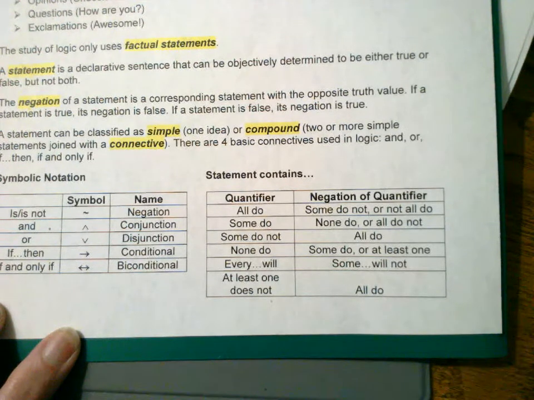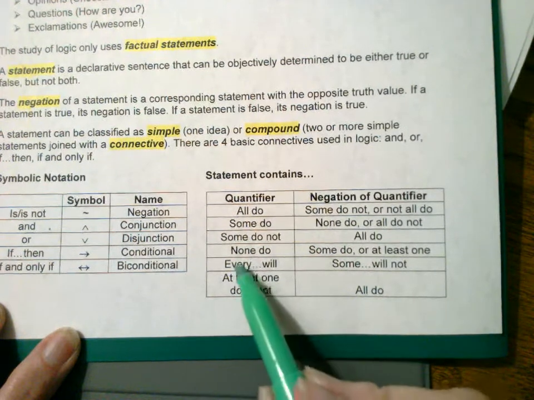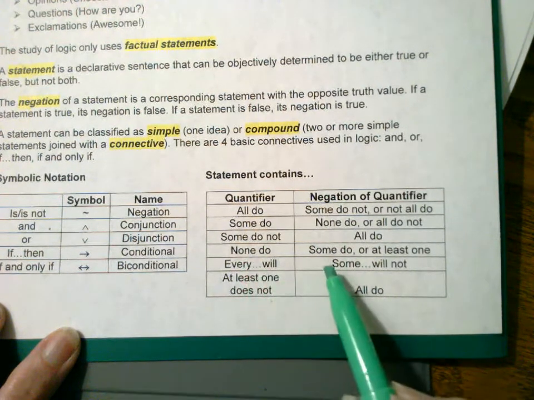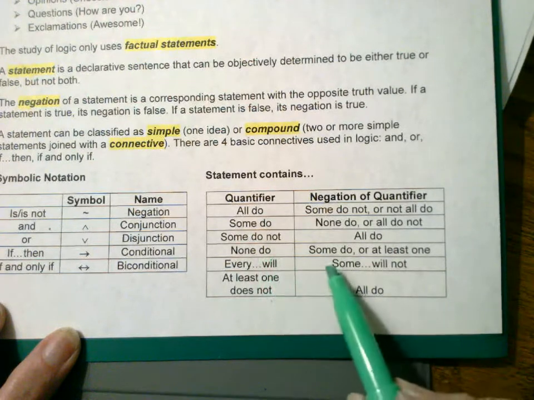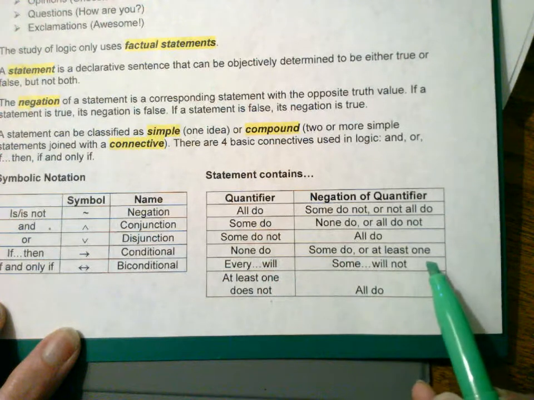Another qualifier would be some do. If some do, then something that would be false would be none do or all do not. If you say some do not, then its opposite, or its false, is all do, because apparently some do not. If you say none do, then if that's true that none do something, then it's false that some do or at least one does.